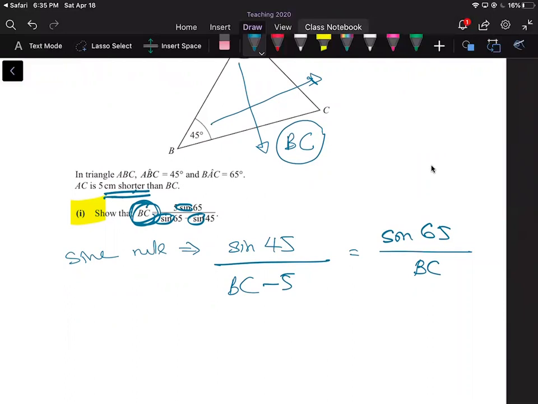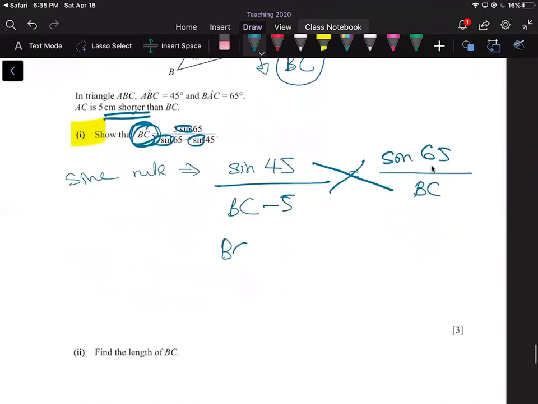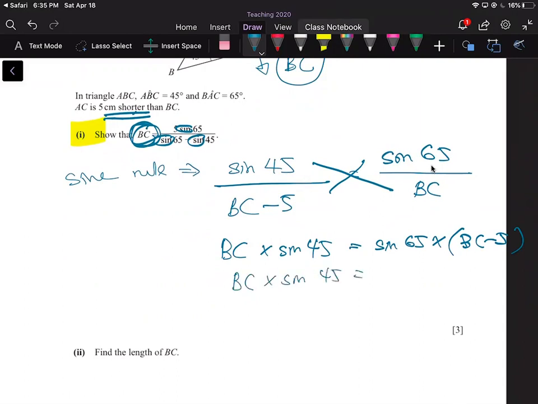Okay. So, macam biasa kamu solve. So, it's actually BC kali dengan sin 45 equals to sin 65 kali dengan, jangan lupa bagi bracket, saya ada dua term. BC minus 5. So, now I have BC kali sin 45 equals to, I'm just going to expand it.